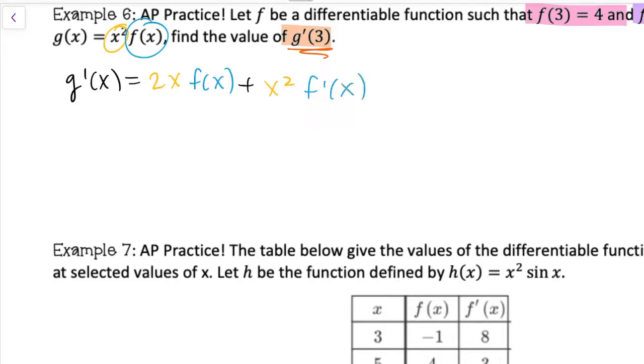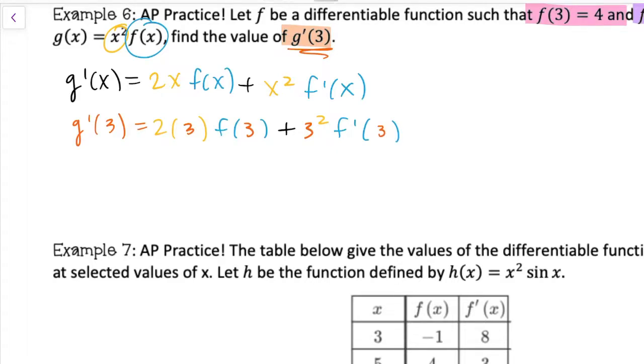f prime of x. And then, if I just want to find g prime of 3, just like always, wherever I see an x, I'm going to swap it out with 3. So I'm taking 2 times 3 times f of 3. Oh, good thing that was one of the points they gave me. Plus 3 squared times f prime of 3. We know all of these pieces.